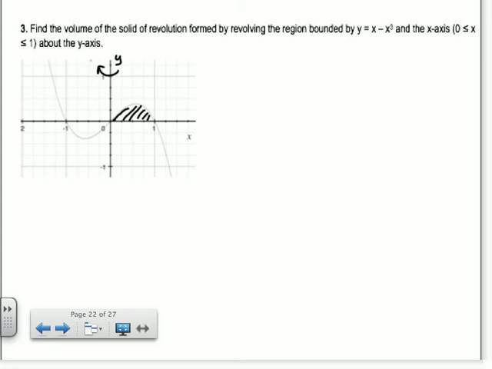Okay. So since it's a vertical axis, we're going to use a vertical rectangle. Its distance is x, so that's my radius. We're going to talk about when the radius isn't x or isn't y soon. The height of your rectangle is the x minus x cubed.